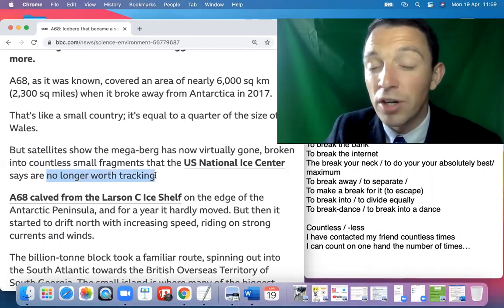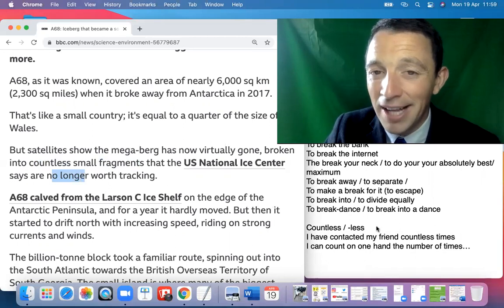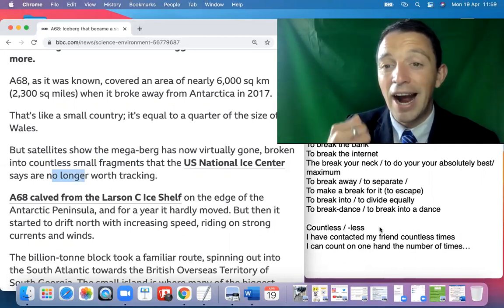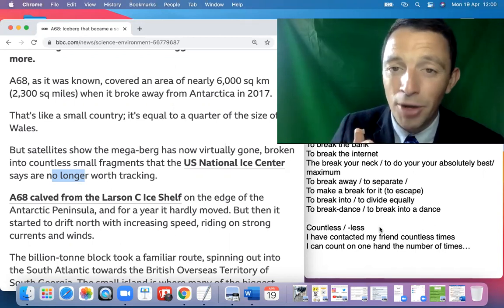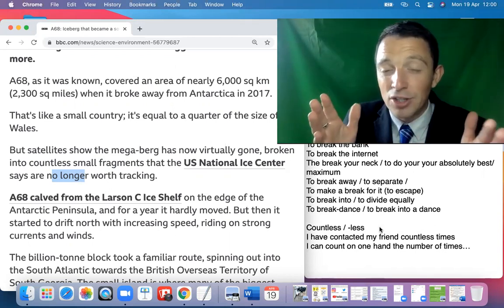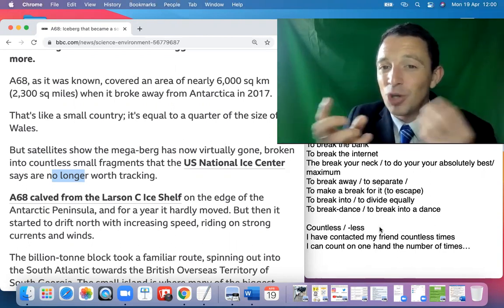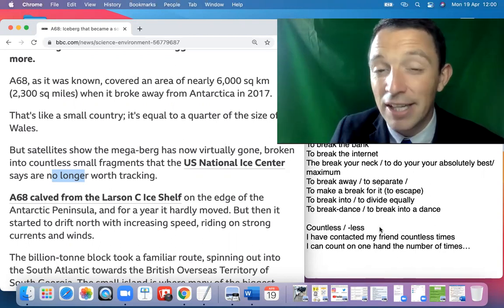For me, the next expression is probably here. No longer worth tracking. Okay, so for me, the first expression is no longer. It's very advanced. So normally people say, are you hungry at the moment? No, I'm not hungry. Are you hungry at the moment? I am no longer hungry. So the significance is I was hungry, but at the moment I am not. The situation has changed. That's the significance of no longer.